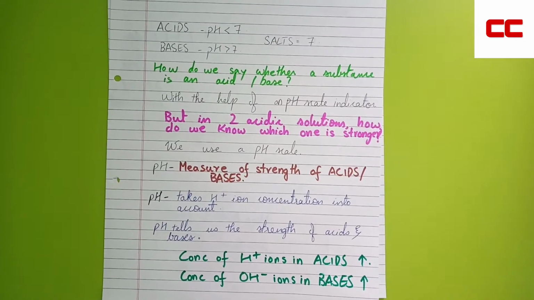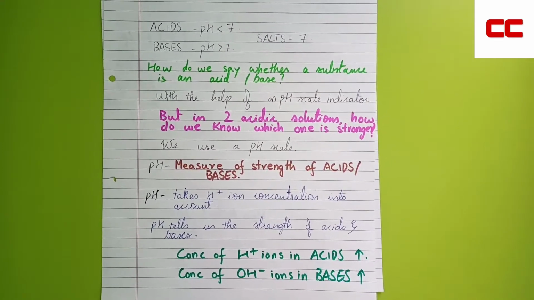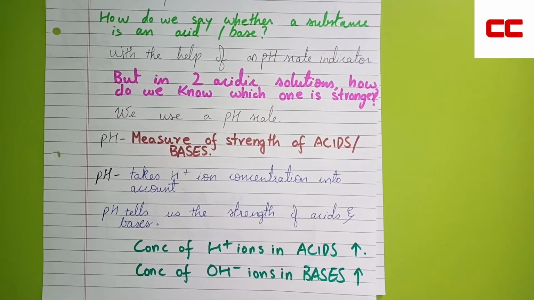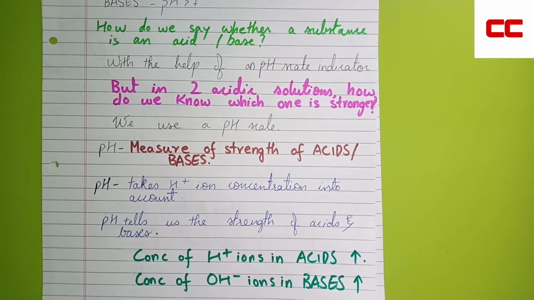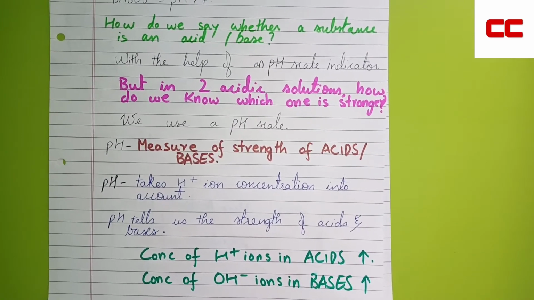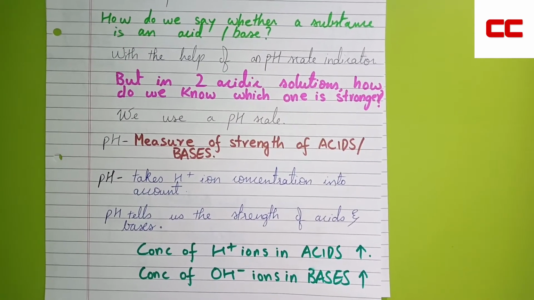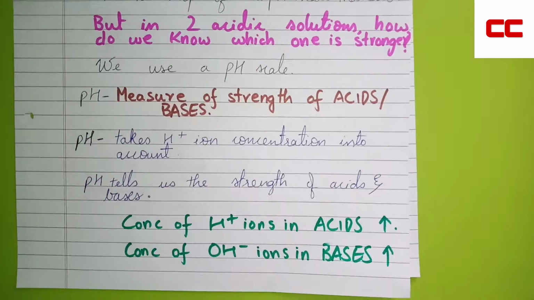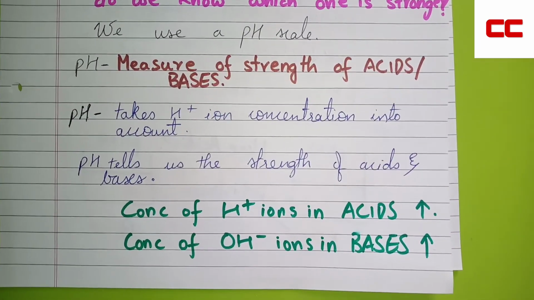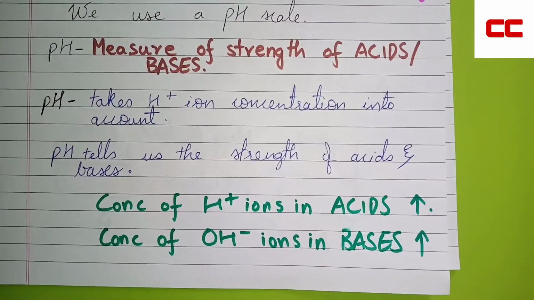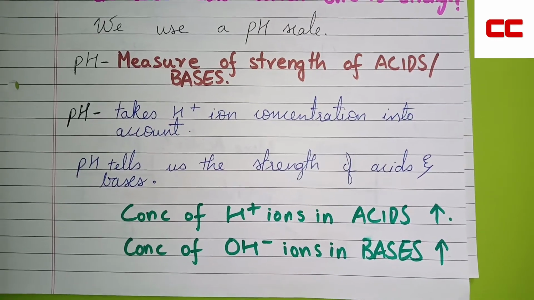So pH means a measure of the strength of acids or bases. So pH takes H plus ion concentration into account. pH tells us the strength of acids and bases. Because of the pH scale only you are able to know the strength of an acid or a base. So the concentration of H plus ions in acids is more, and the concentration of OH minus ions in bases is also more. The only difference is that in bases, if the OH minus ions are more, then the concentration of the base is more. And in an acid, if the H plus ion concentration, that means more number of H plus ions, is there in the acid, then the acid is very strong and concentrated.